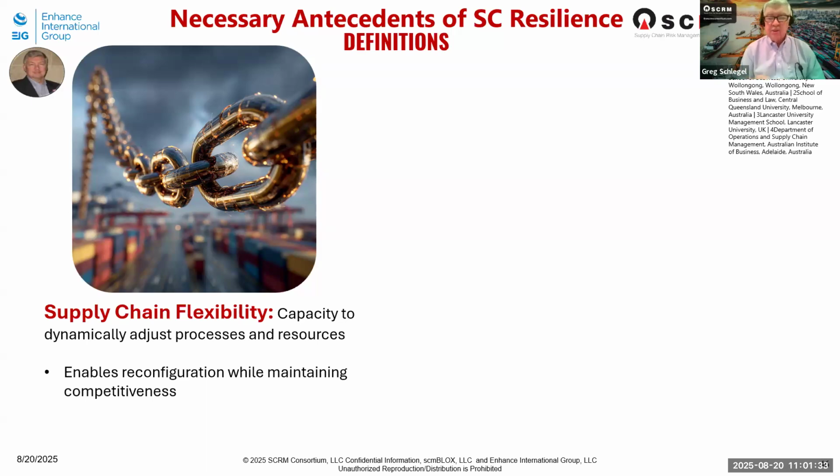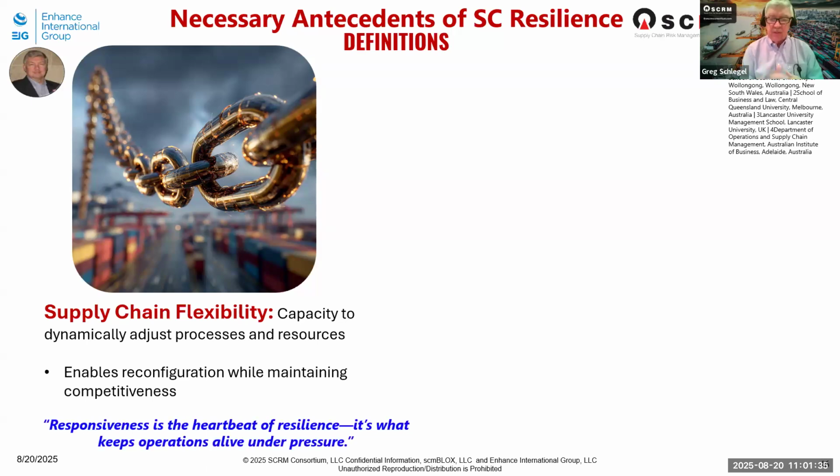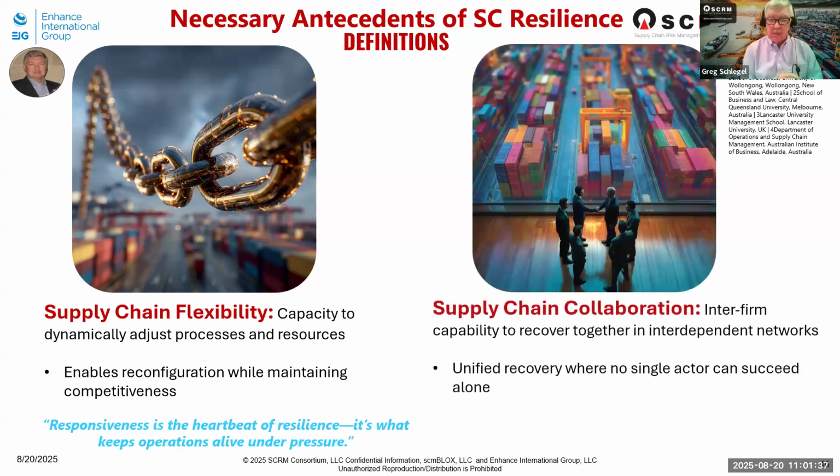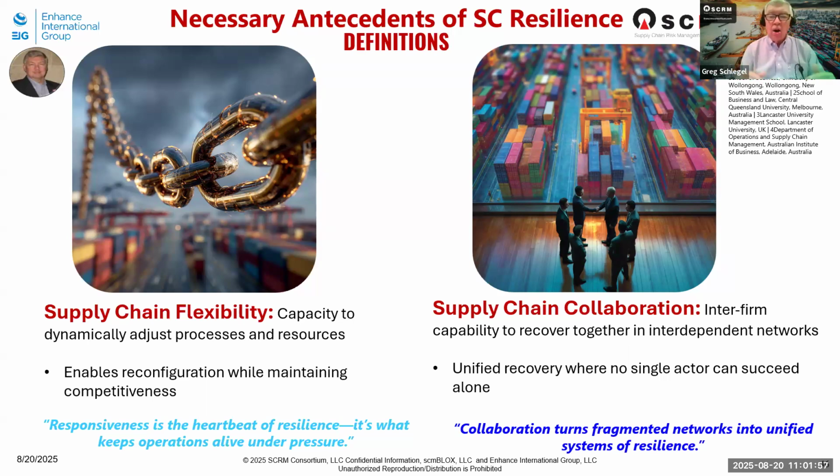All right. The fourth element is really collaboration. We talked about that. What is that? Inter-firm capability to recover together in interdependent networks. A unified recovery approach, which is what Chris was talking about. That collaboration turns fragmented networks into unified systems. So there are the four definitions as they saw it in their study. I'll turn it over to Jim.